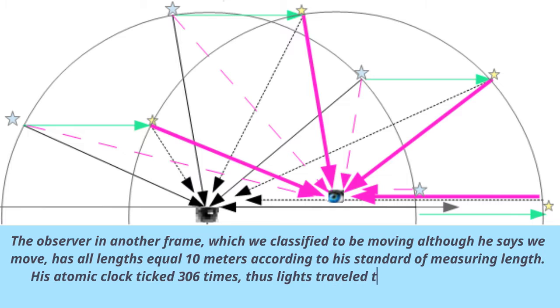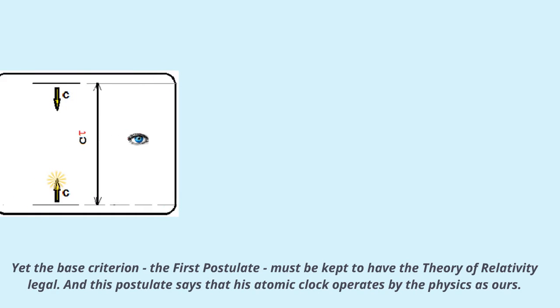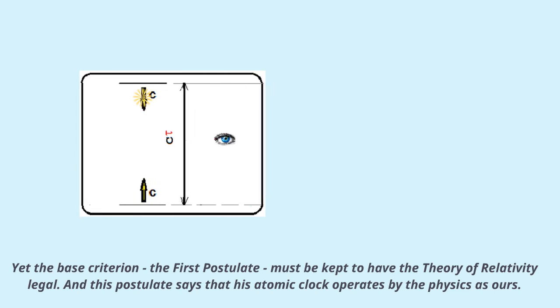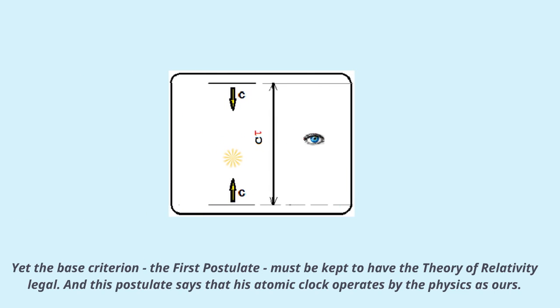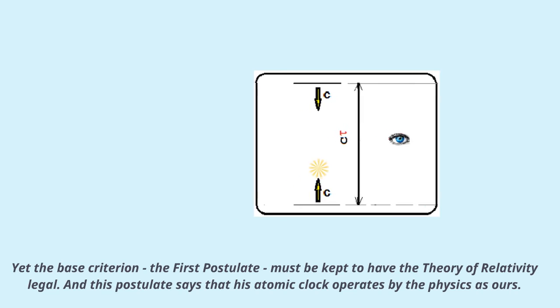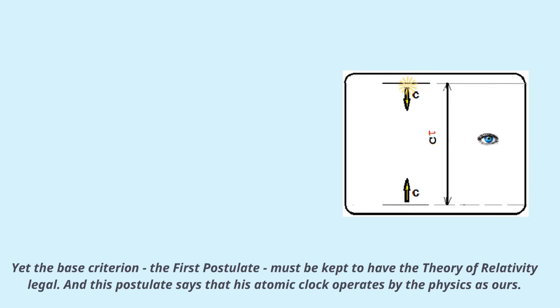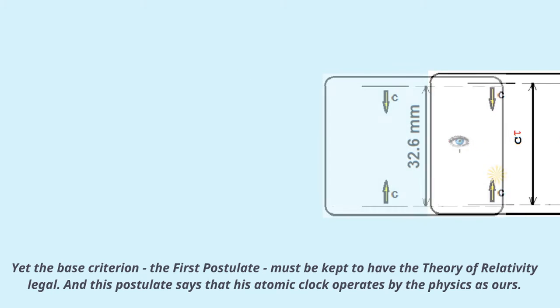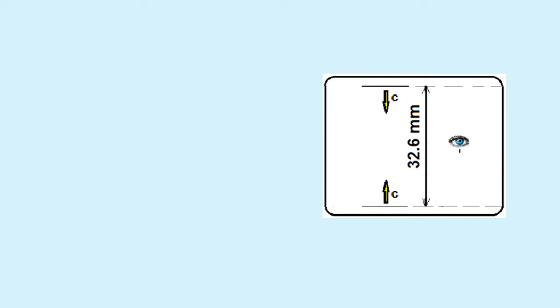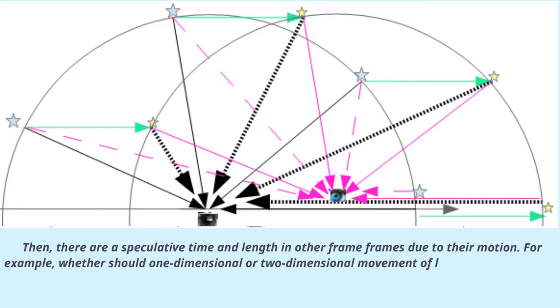The observer in another frame, which we classified as moving although he says we move, has all lengths equal to 10 meters according to his standard of measuring length. His atomic clock ticked 306 times, thus lights traveled there 32.6 millimeters per tick. Yet the base criterion, the first postulate, must be kept to have the theory of relativity legal. And this postulate says that his atomic clock operates by the same physics as ours.